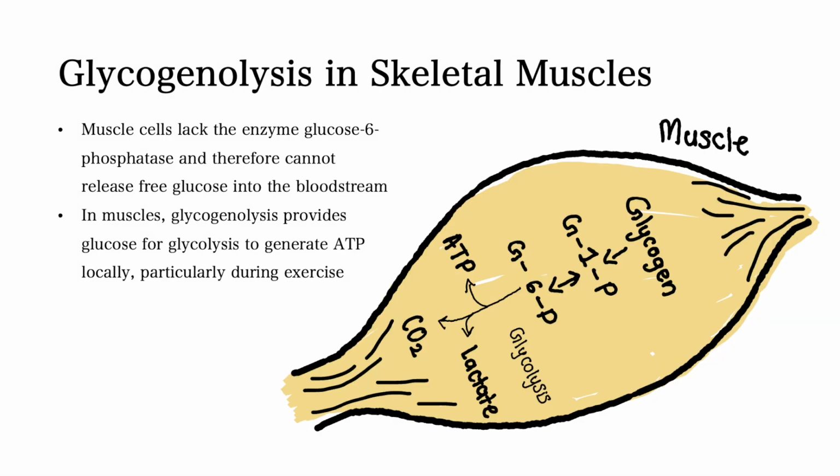In skeletal muscles, however, this step does not occur because muscle cells lack glucose 6-phosphatase, as was mentioned before. Instead, glucose 6-phosphate enters the glycolytic pathway to generate ATP for local muscle activity.